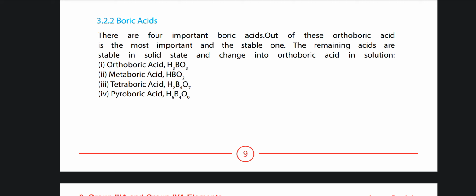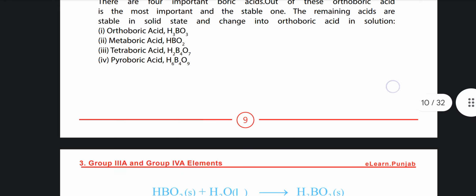Number 1, orthoboric acid, H3BO3. Number 2, metaboric acid, HBO2. Number 3, tetraboric acid, H2B4O7. Number 4, pyroboric acid, H6B4O9.